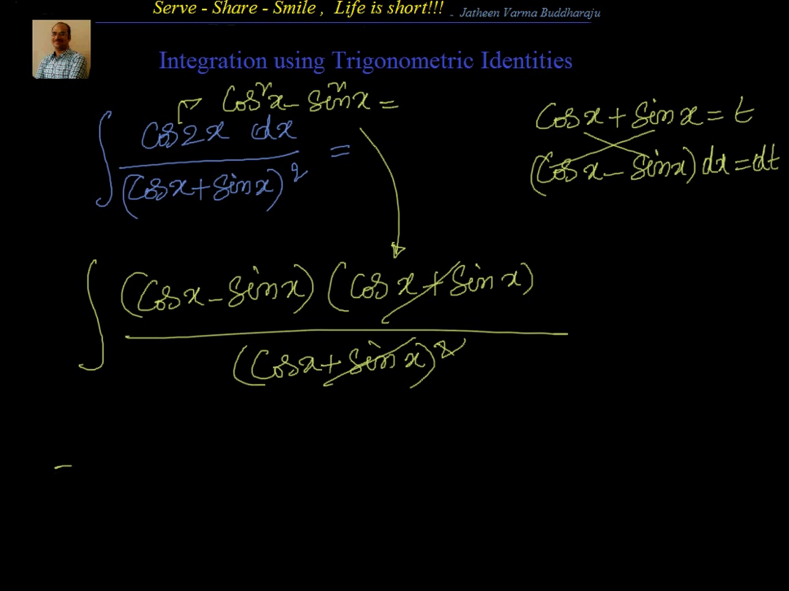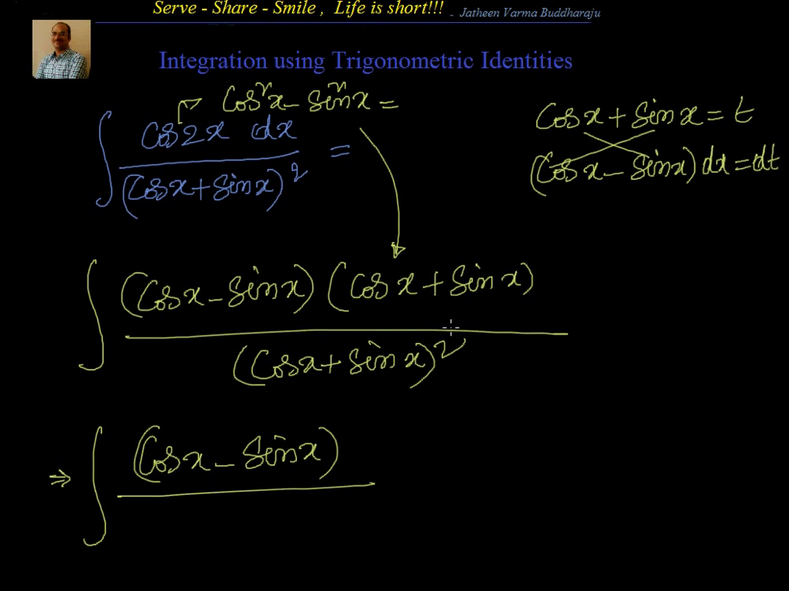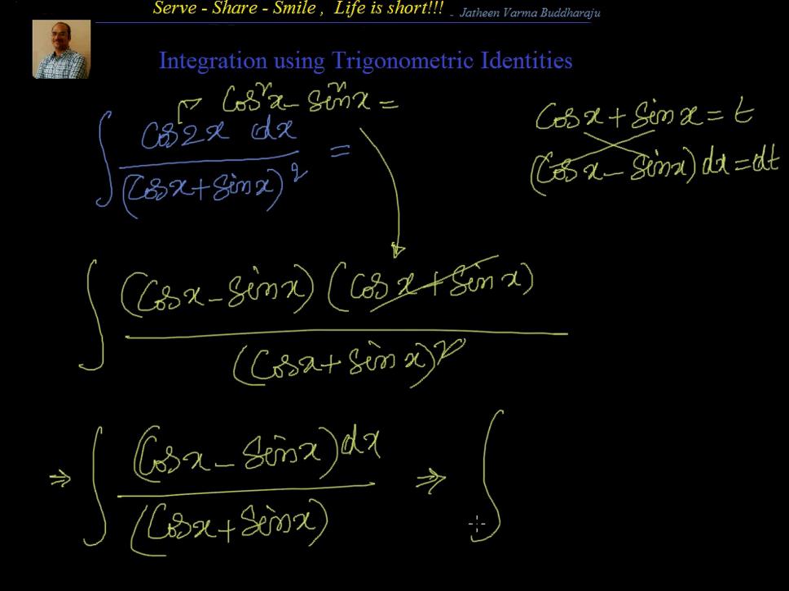So it will become the integral of, if I cancel them, cos x minus sin x divided by, now it will go one time, so you are left with cos x plus sin x or sin x plus cos x, and dx here. Now we know sin x plus cos x becomes t here, and cos x minus sin x dx is dt. So we have the integral of dt by t, which is pretty easy, log of t plus c.